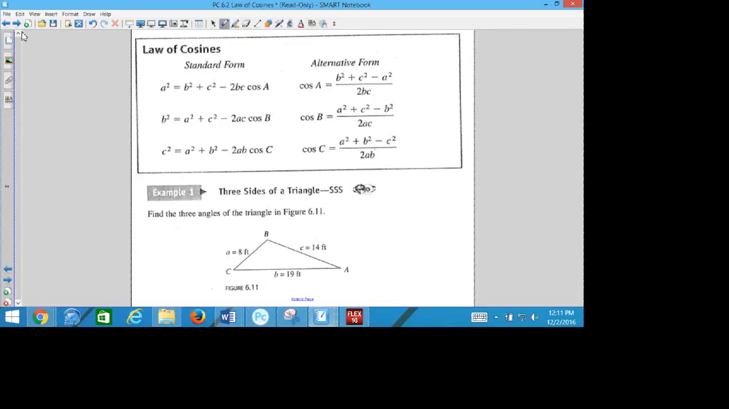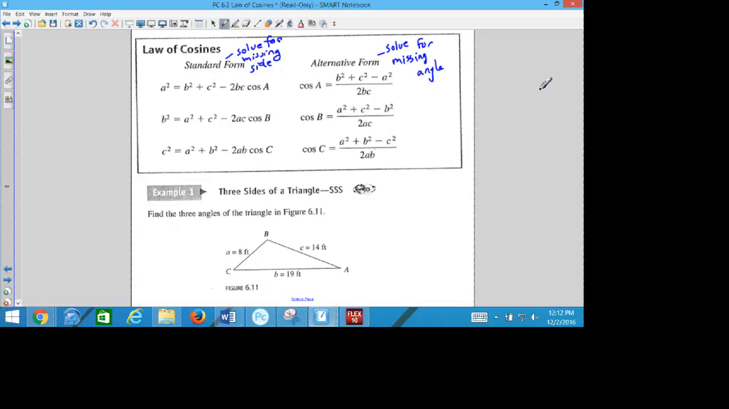There are 6 different versions of this same formula. If you're going to use the standard form, you would use this when you're solving for a missing side. And you would use the alternative form if you are solving for a missing angle. That's when you would use different forms.